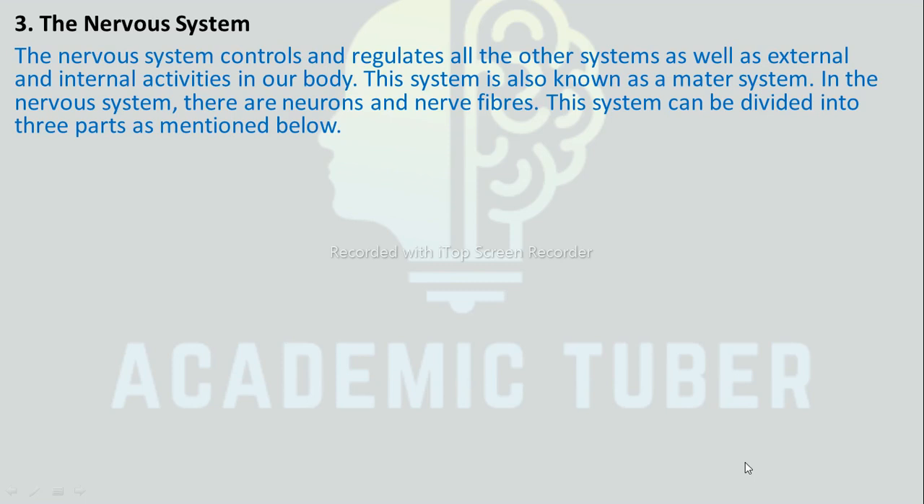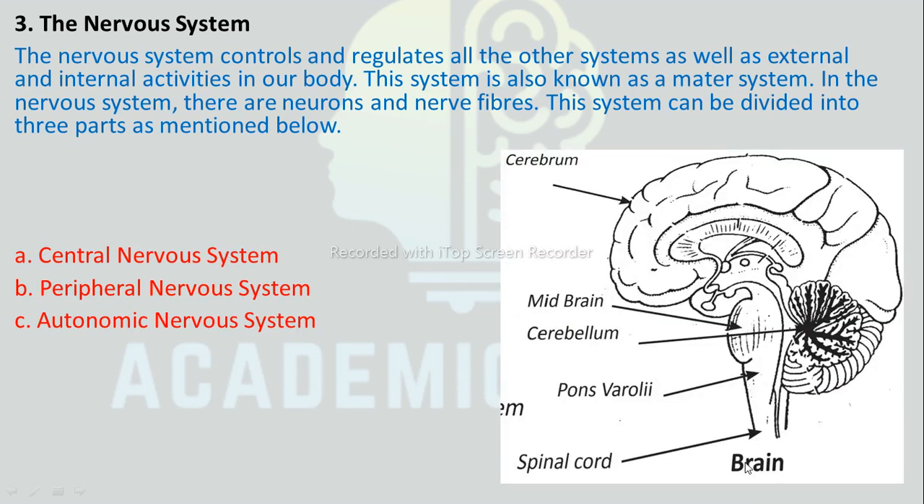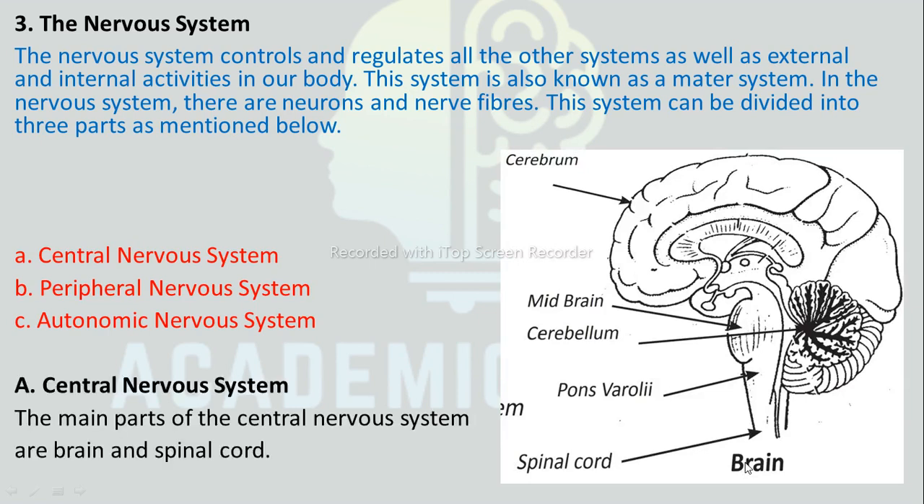This system can be divided into three parts as mentioned below: central nervous system, peripheral nervous system, autonomic nervous system. So here one by one we are going to discuss about central nervous system, peripheral nervous system, and autonomic nervous system. First, central nervous system. The main parts of central nervous system are brain and spinal cord. Here is the diagram showing the central nervous system.